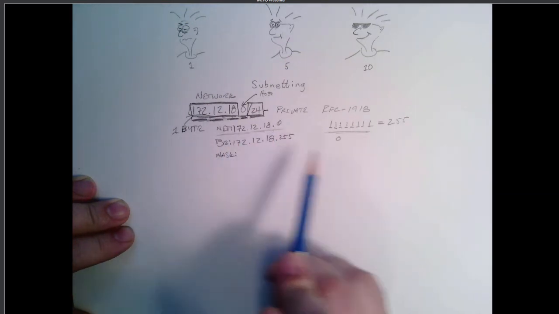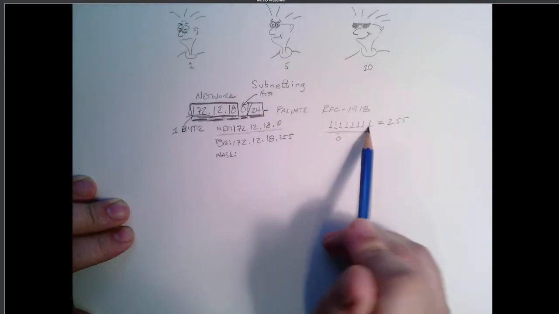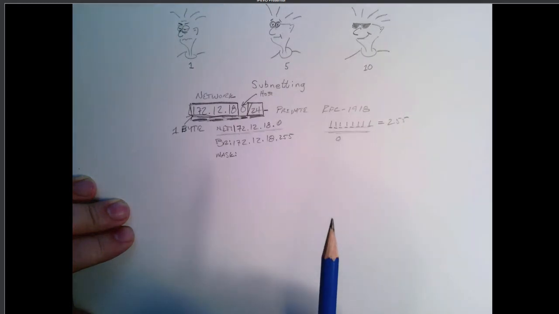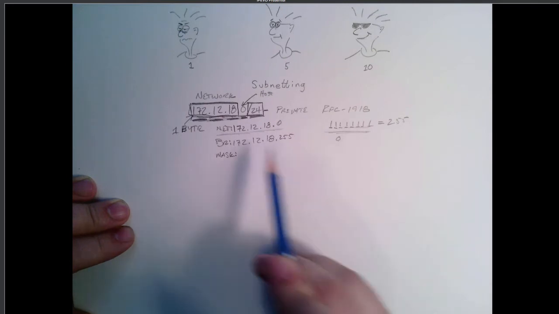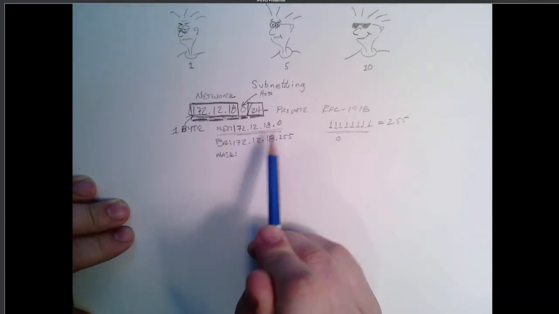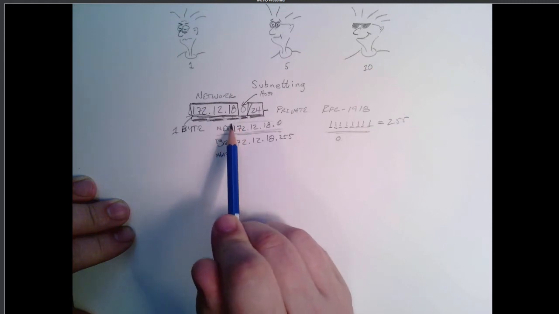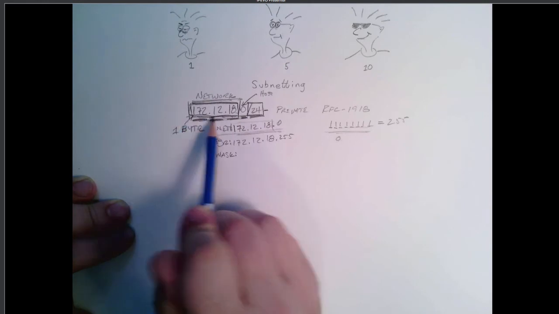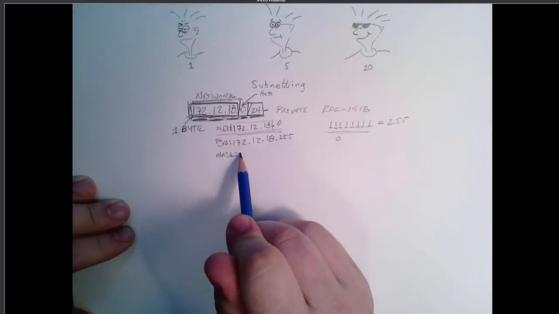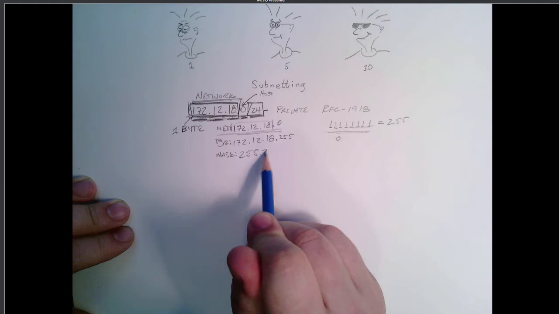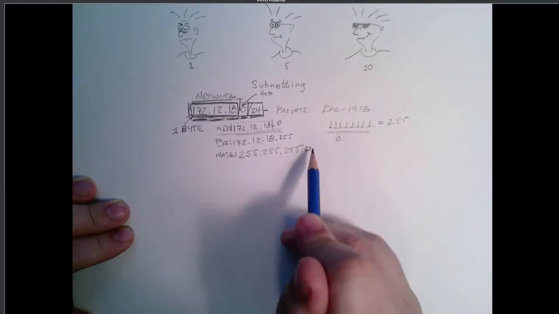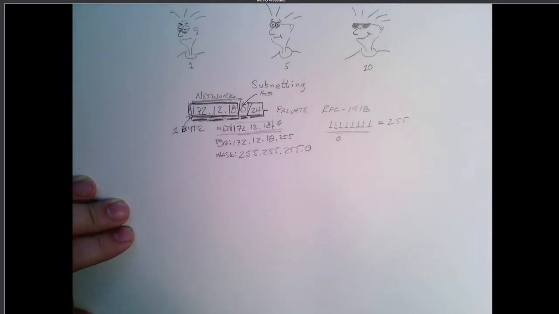Now, when we were looking to find the broadcast address, we set these to all ones in the host. To find the network address, we set these all to 0. We're going to go a step further. To find the network mask, we take the network address and set all of the network bits to 1. So this /24 piece, the network piece, is all set to 1. So that would be 255.255.255.0.